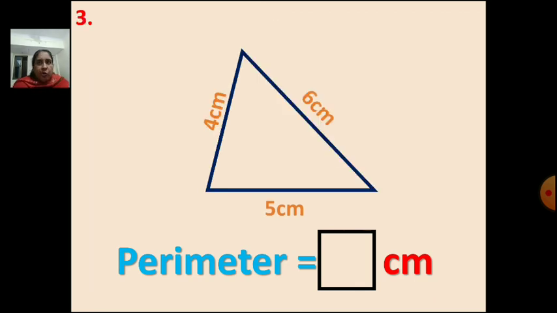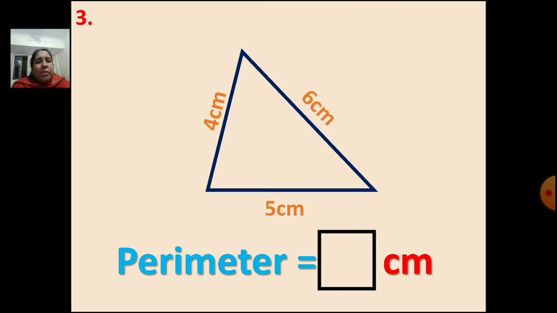Now, third question. What is the shape given in this question? Yes, it is a triangle. 4 centimeter, 6 centimeter, 5 centimeter is the length given. One side is 4 centimeter, other side is 6 centimeter, and the base is 5 centimeter, right? So how are you going to find the perimeter of a triangle? What is the formula, if you remember? Perimeter of a triangle is equal to the sum of the lengths of three sides of a triangle.